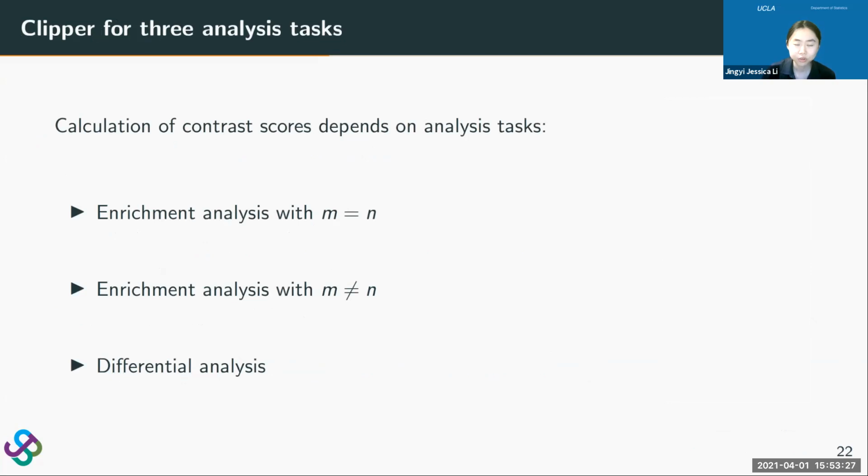Okay, so now I'm going to introduce how our method is designed for 3 different analysis tasks: enrichment analysis with M equals N, the same number of replicates; enrichment analysis with M doesn't equal N; and differential analysis. The reason we want to distinguish enrichment analysis with M equals N and M doesn't equal N is because for the former, we can naturally use the background replicates as our negative control, just like our knockoff. But for the second case, when M doesn't equal N, we need to use permutation to create a negative control. We cannot simply use the background replicates as they are, and we'll see this later.